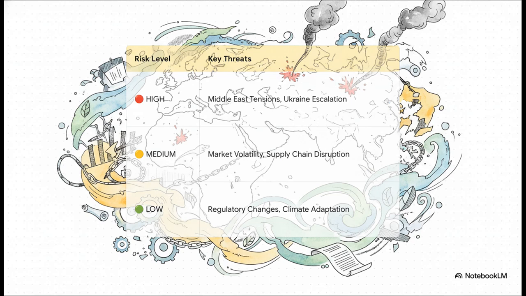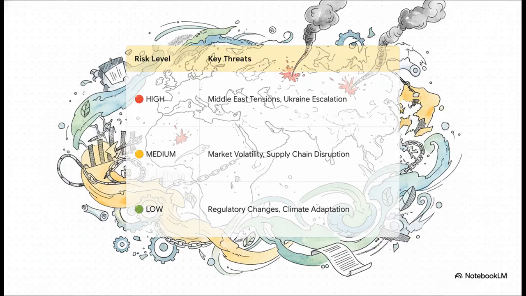Our 2026 assessment is pretty unequivocal. The active conflicts in the Middle East and Ukraine are, without a doubt, the most severe, high-impact threats to global stability right now. And the main consequence of that? Well, it's significant economic instability, which you can see here manifesting as those medium-level risks of market volatility and major supply chain disruption.